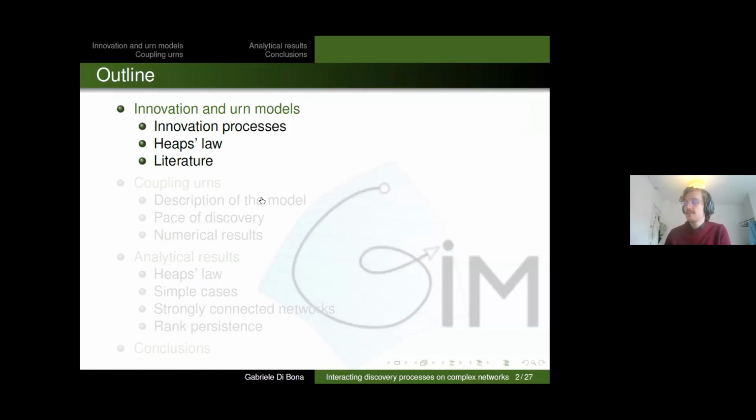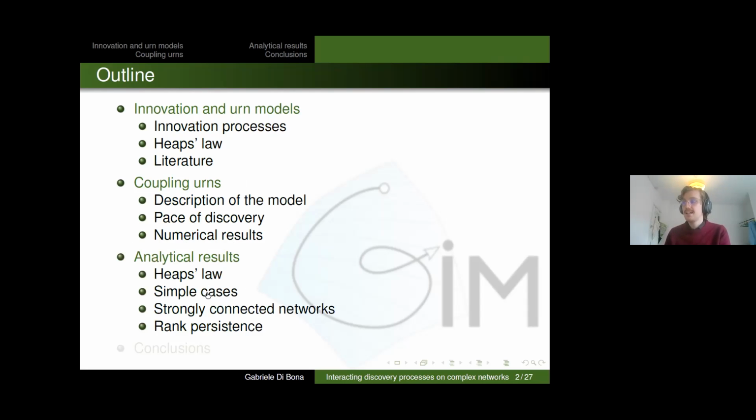So basically, in the first part here, I'm just going to introduce very briefly what you need to know. You don't need to know much, so it's going to be very brief. And then I'm going to explain this new model that we came up with and some numerical results. And then at the end, we try to explain why we see all those things in the numerical results with analytical results.